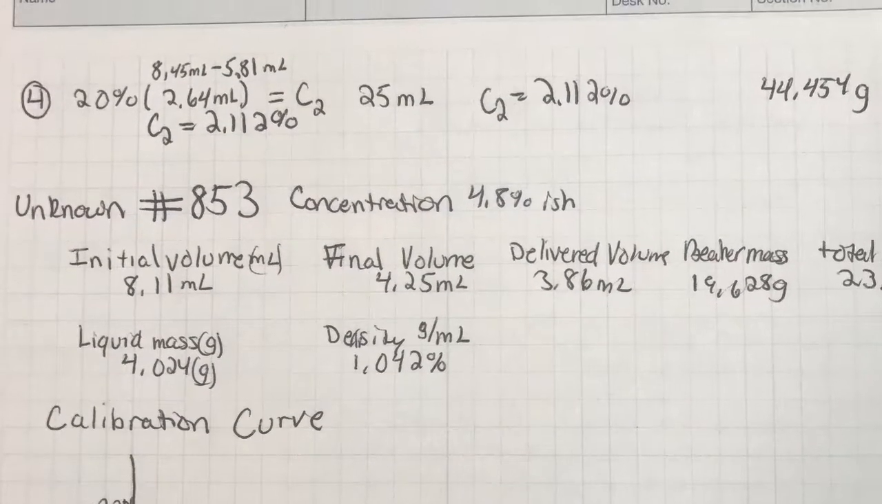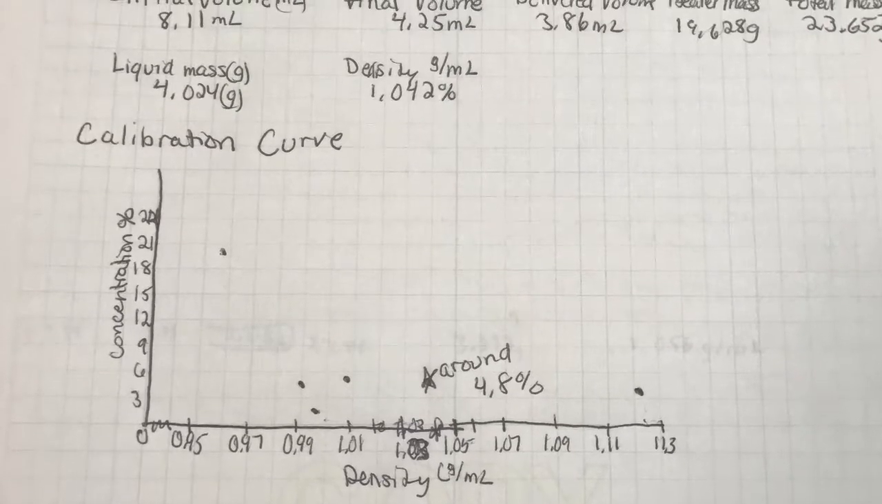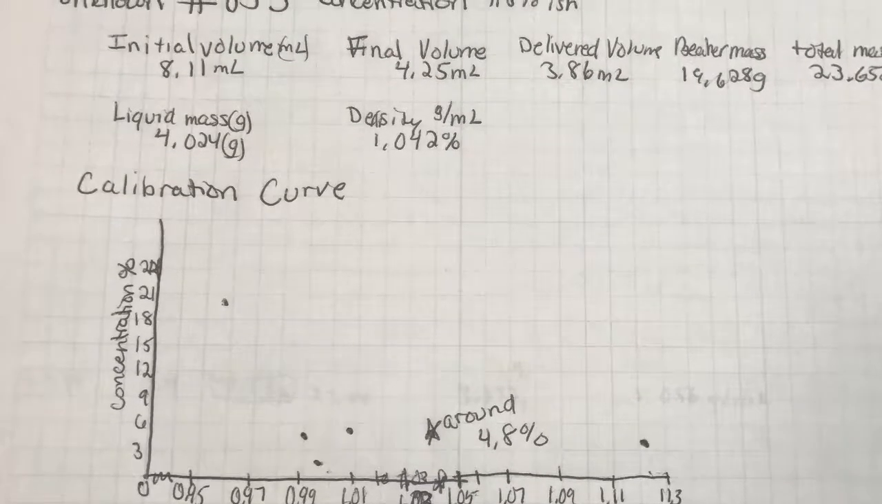In challenge 2, we figured out that we had final concentrations ranging from around 5% all the way down to around 2%.